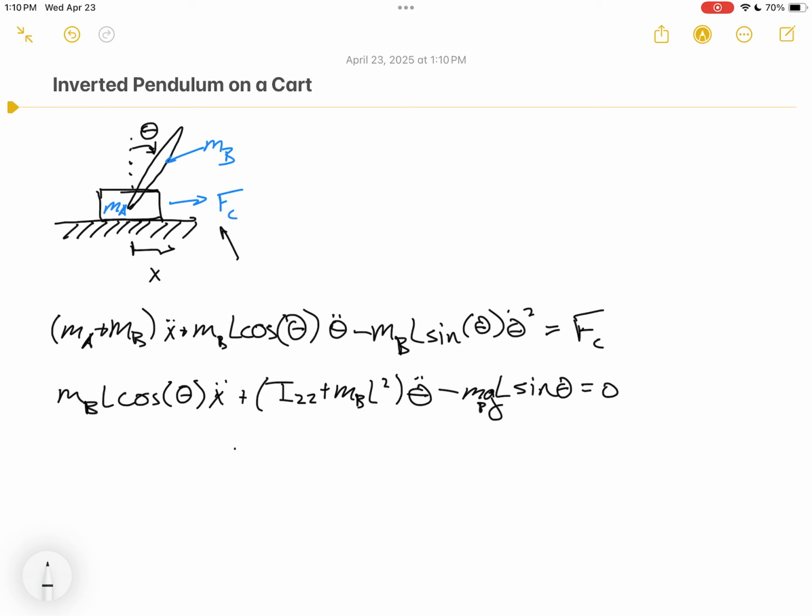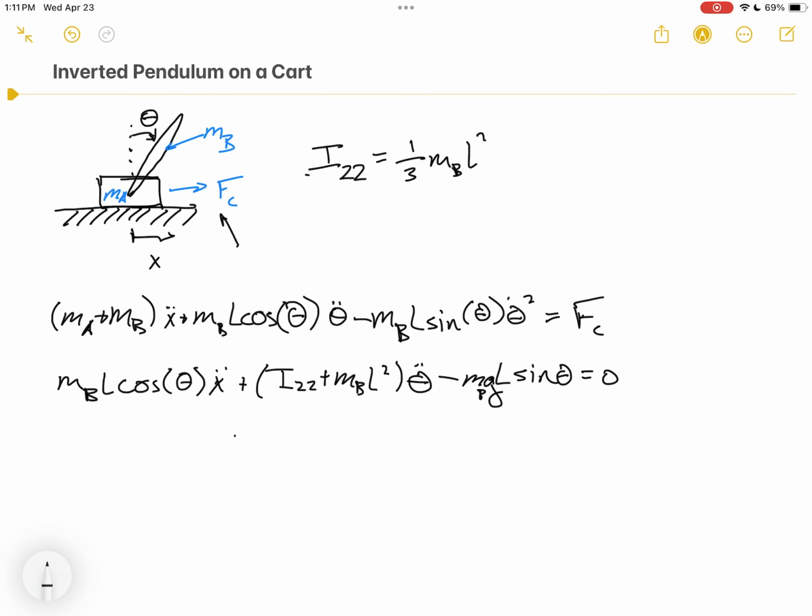So the cart has a mass ma, the pendulum has a mass mb. We're also going to introduce some inertia of the pendulum equal to 1/3 mb L squared, where L is the length of the pendulum itself. And so we have a coupled set of nonlinear differential equations here.